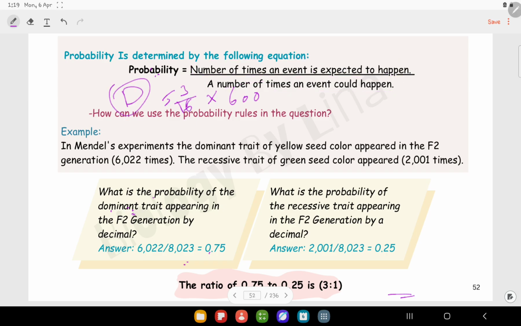For example, he asked about the number of dominant. He gave you the ratio that it appears, or the probability that it appears, which is 3 over 16. You multiply it by what? You multiply it by the total number. For example, we have 600. At that time, the dominant will appear.